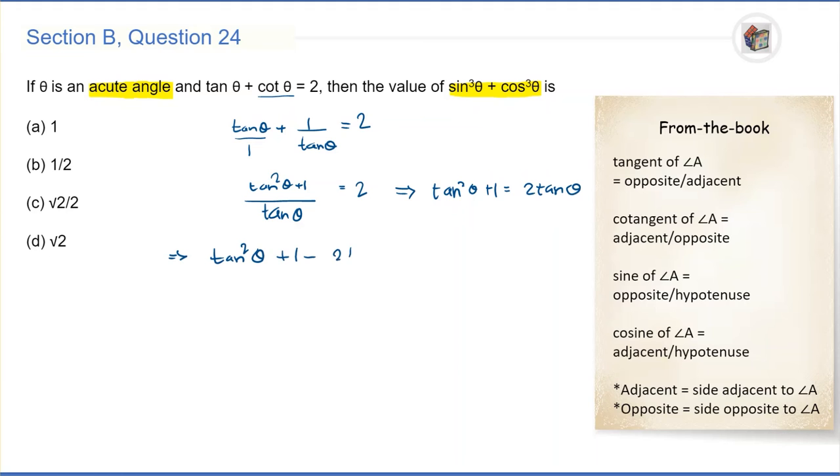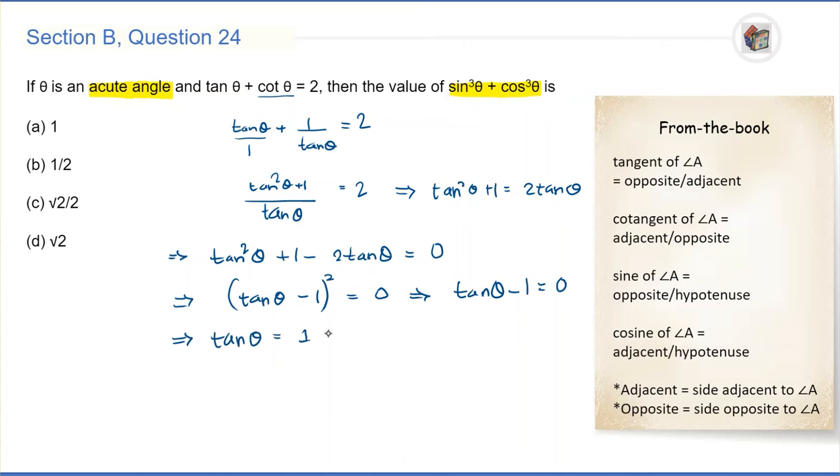It's a squared plus b squared minus 2ab, which is equal to tan theta minus 1 whole squared, a minus b whole squared, right? Now if the whole square is 0, that means this thing inside is 0. That's going to give you the value of tan theta as 1. Now since theta is an acute angle where this value is 1, theta has to be 45 degrees. Now till here we found the value of theta.